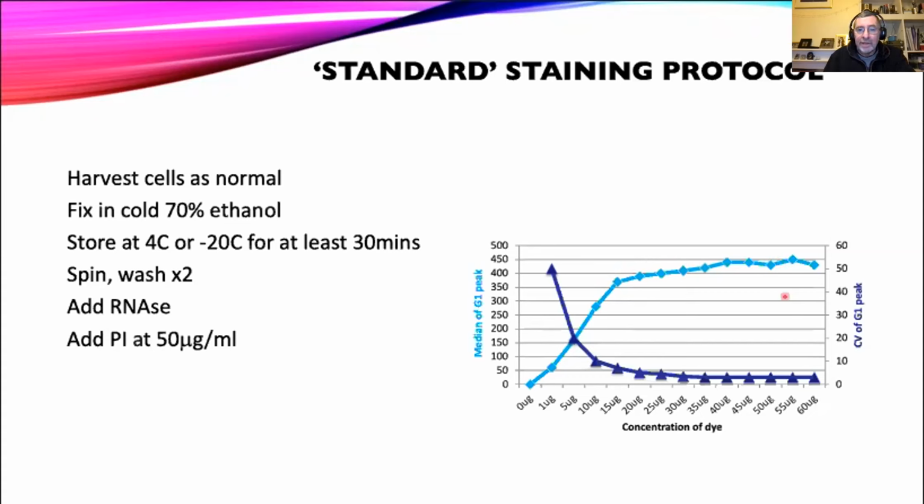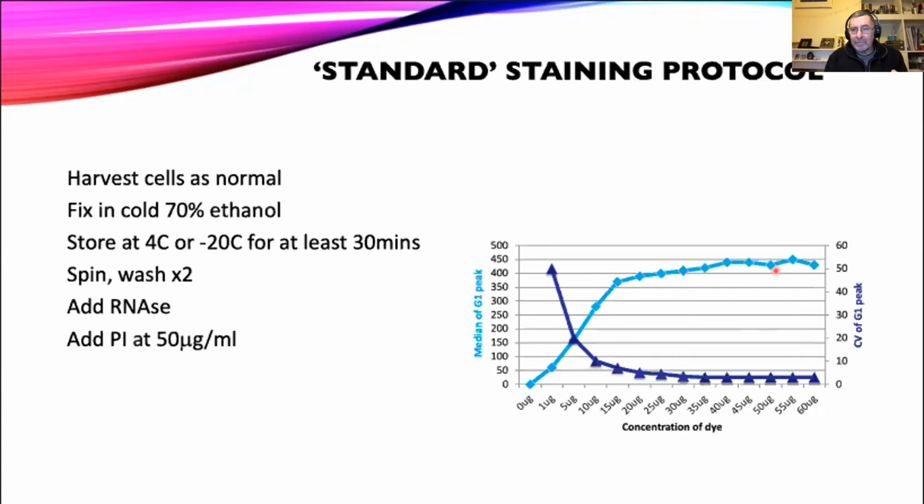But we're also looking in dark blue at the CV, the spread of the G1 peak, and you can see at low concentrations that spread is quite big, so very high CVs, but that comes down as we start to saturate our DNA. So normally around about here, 50 micrograms per mil is what we use for human cells. That gives us a bit of leeway if our cells are maybe slightly more or less concentrated.